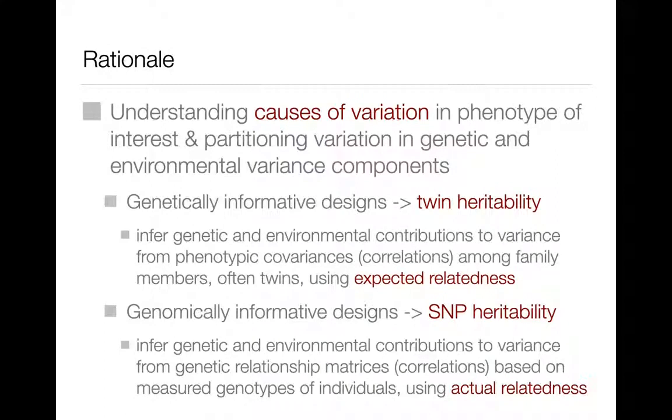We will build on this design and extend it by adding additional relatives and incorporating their actual relatedness, and thus moving into genomically informative designs that infer genetic and environmental contributions to variance from genetic relationship matrices or correlations based on measured genotypes of individuals. And this is often referred to as SNP heritability, of which you'll hear a lot more in later sessions.